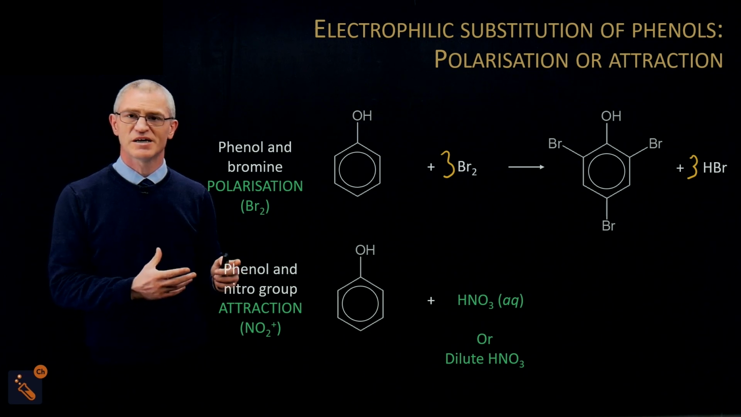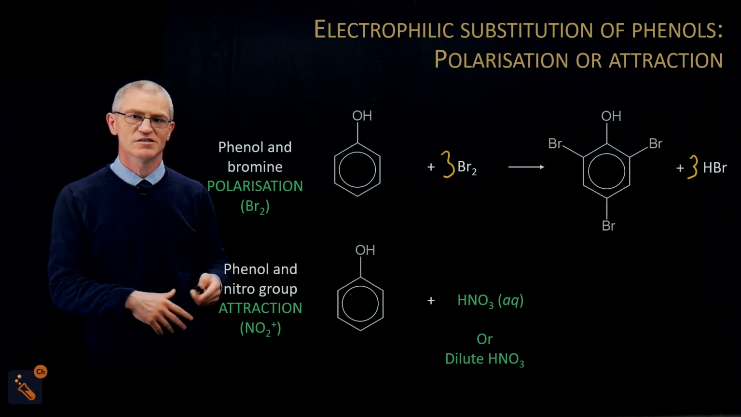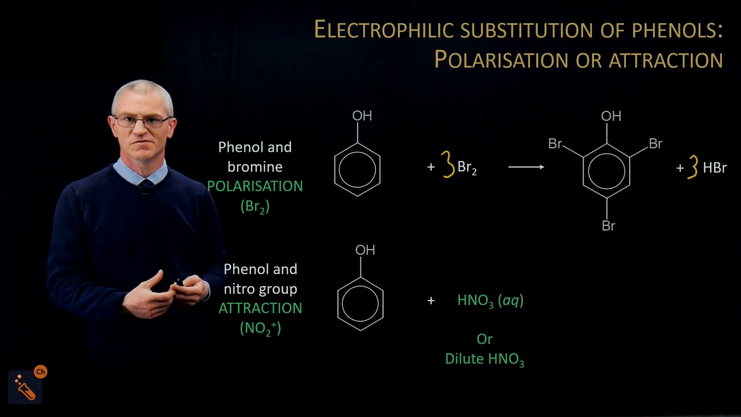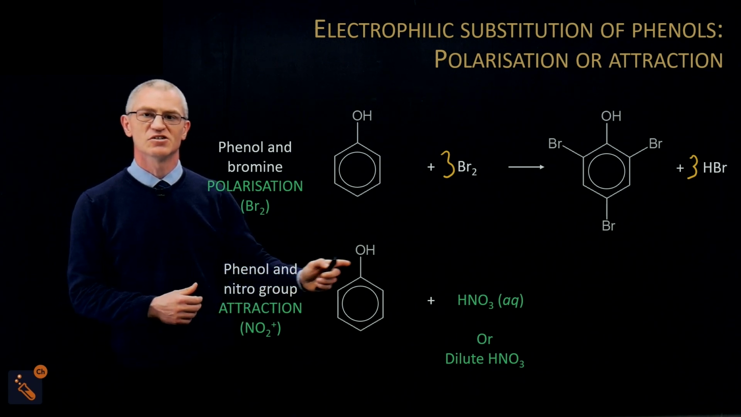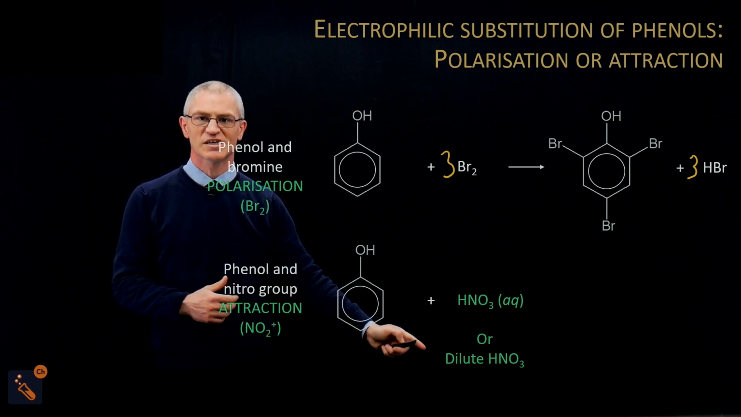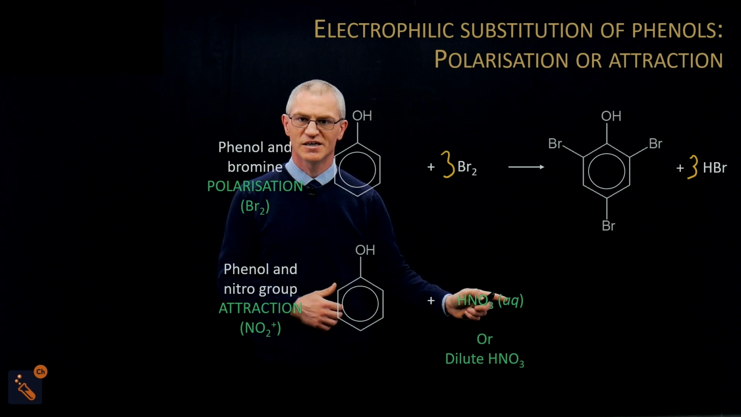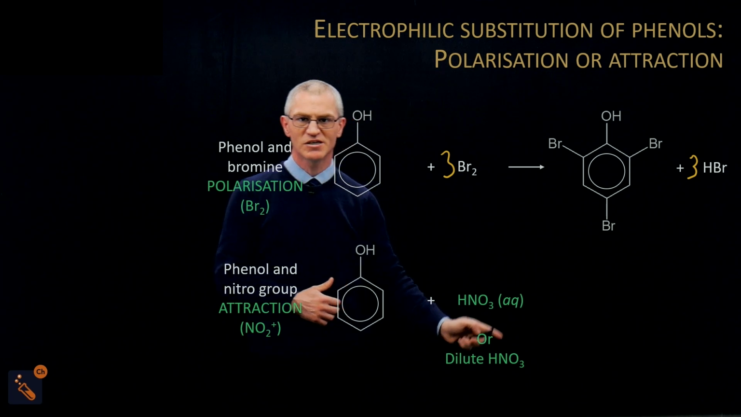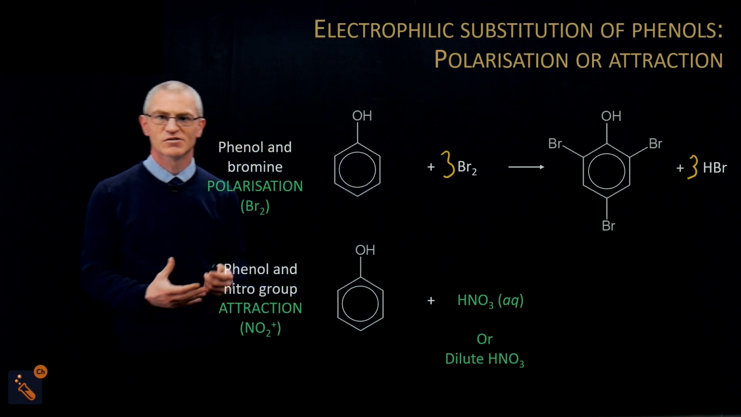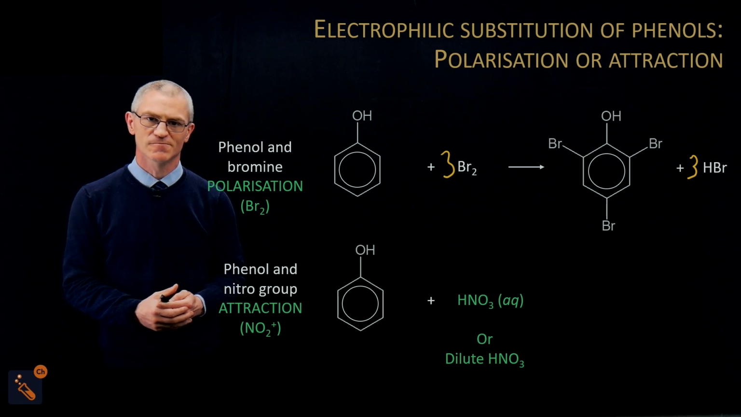Now, let's compare that to benzene. Normally, if you did benzene and you were nitrating it, you need concentrated HNO3, concentrated H2SO4. You don't need concentrated H2SO4 or HNO3 in this one. You just need a dilute, and that's an easy way for them to catch it out. Now remember, you can do dilute by putting an aq by HNO3, or you can do it by just calling it dilute HNO3. But either way, dilute HNO3 or HNO3 aqueous must be used if you're nitrating phenol.